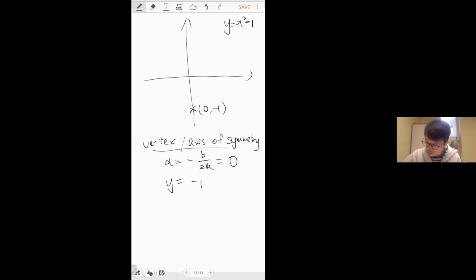And then you would expect your parabola to look like this. It's opening upward, so it should look like this. Questions?